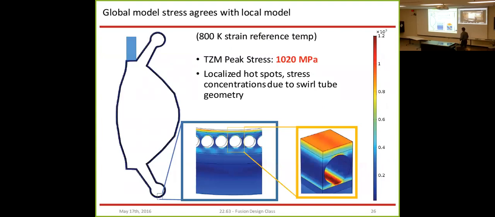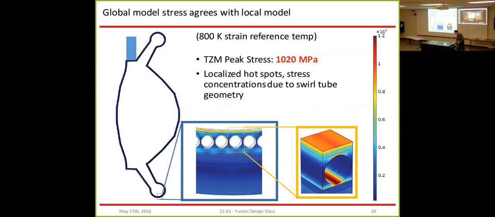And finally, we began building a global model of the vacuum vessel. On the left here, we imported the entire vacuum vessel geometry into COMSOL. And then from there, we set up a thermal stress simulation with the swirl tube geometry. This global simulation agrees with the results of our local simulation. Again, we get peak stresses of around 1,000 megapascal and concentrated hotspots and concentrated stress due to the swirl tube geometry.